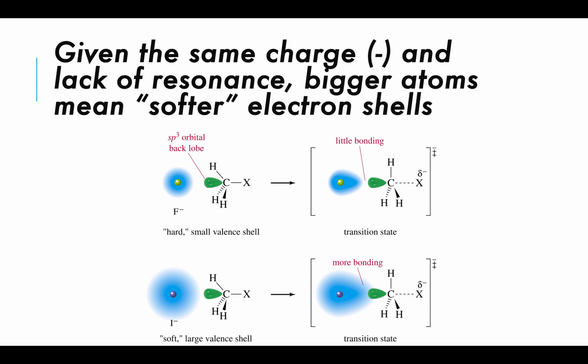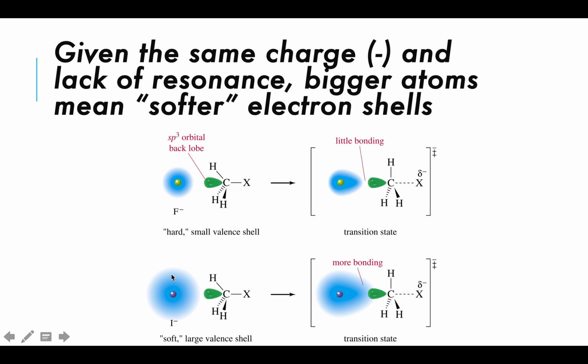Okay, so the fluoride ion is very basic. It's not very nucleophilic. Okay, its negative charge is concentrated over a small volume, and we call that kind of electron shell a hard shell. It's not very flexible, it's not very fluffy. An iodide, however, is a very big ion, but it still also has a negative charge, so it's still attracted to a positive carbon.